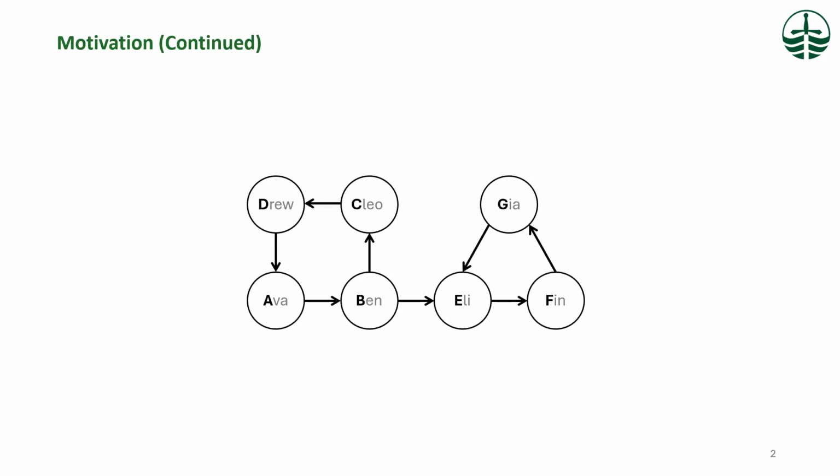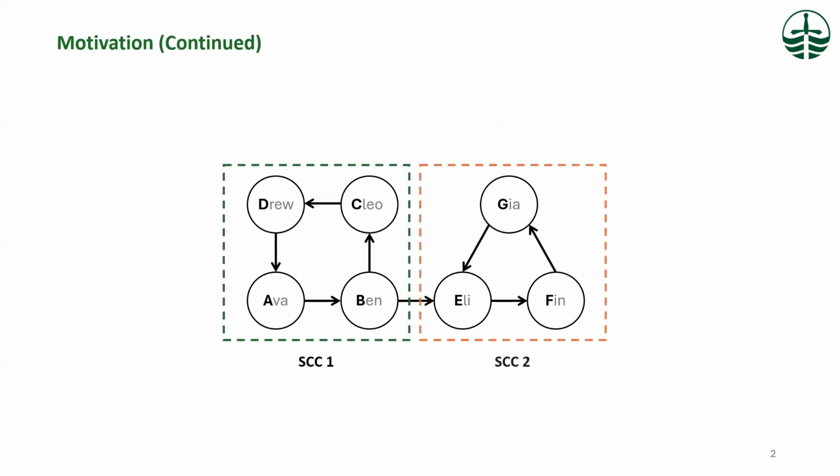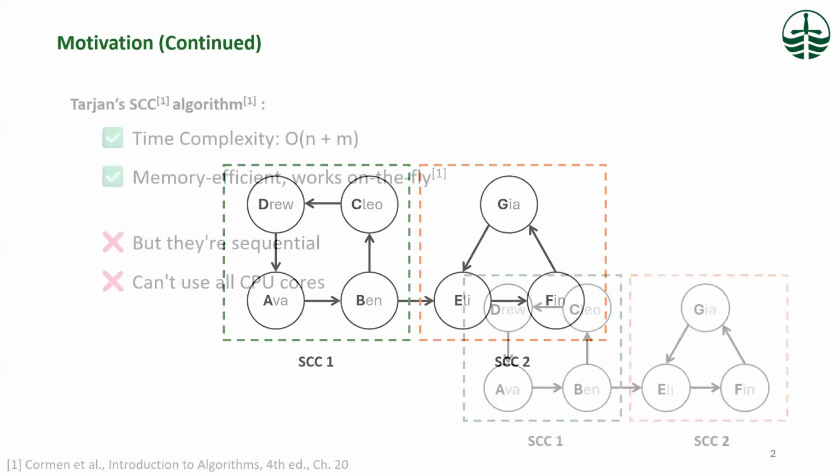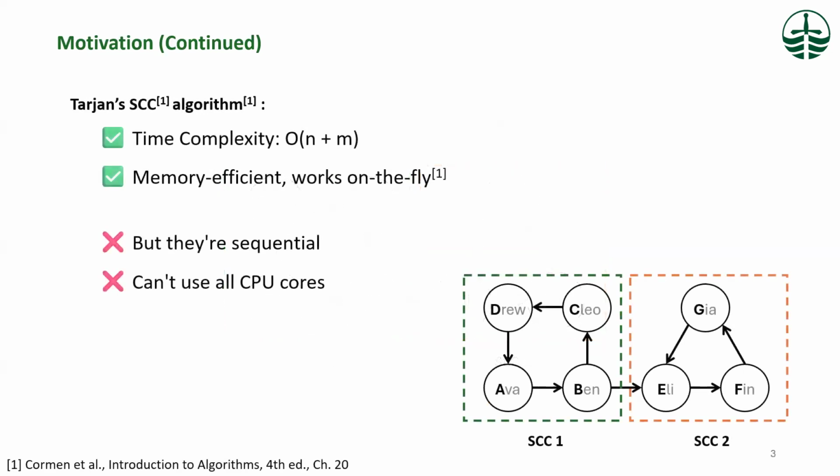Now, this is how we can identify the SCCs in this simple example. To do this, mostly we are familiar with Tarjan's algorithm. And Tarjan's algorithm has a very good, linear time complexity, O(n) plus m, where n is the number of nodes, and m represents the number of edges.